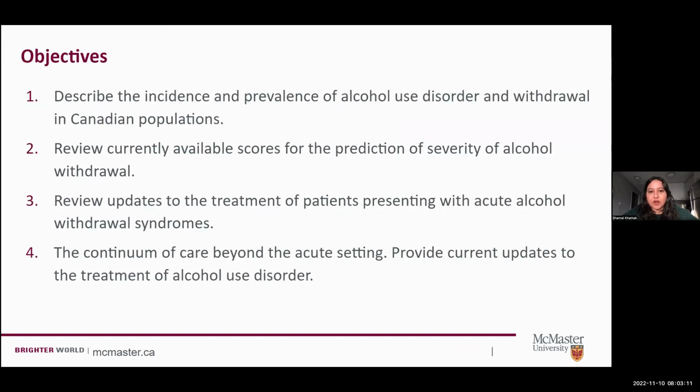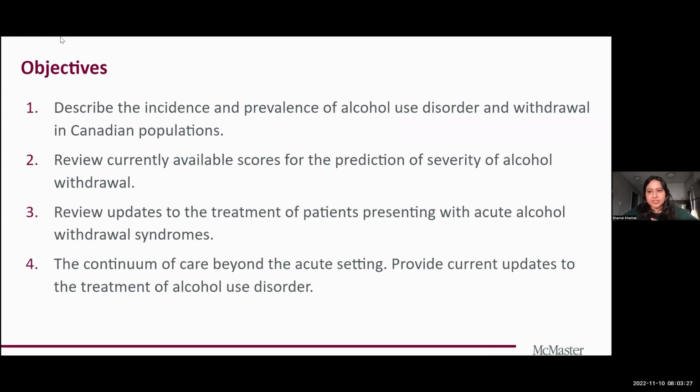So going over our objectives for today's talk, we'd like to describe the incidence and prevalence of alcohol use disorder and withdrawal in Canadian populations, look at the currently available scores for predicting the severity of withdrawal, go over some updates to the treatments of patients presenting with acute alcohol withdrawal syndromes, focusing specifically on the use of Phenobarbital, and look briefly at the continuum of care beyond the acute setting.